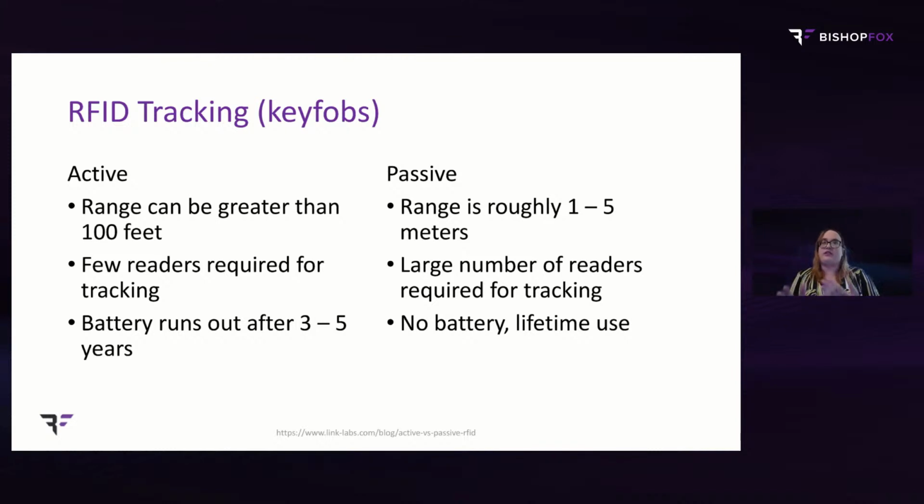Active tags only need a few readers to be required for tracking because it's powered, the range is longer, so it needs less readers. But if you are going to be using some sort of tracking with passive tags, it would require a much larger amount of readers for tracking, especially because the range of passive is much shorter. I know it says 1 to 5 meters here, but in my experience, it's much closer to half a meter to 2 meters. I've never successfully seen passive RFID at 5 meters, for example.